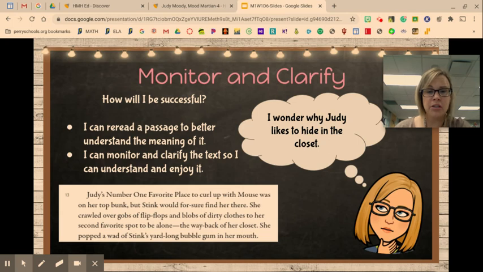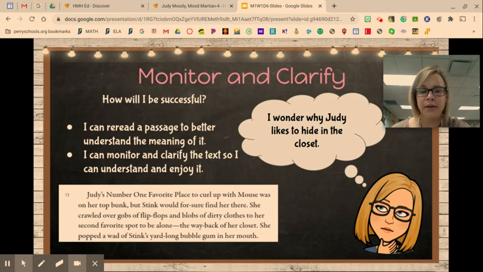So that first paragraph 13, it says, Judy's number one favorite place to curl up with Mouse was on her top bunk, but Stink would for sure find her there. She crawled over gobs of flip-flops and blobs of dirty shirts to her second favorite spot to be alone, the way back of her closet.